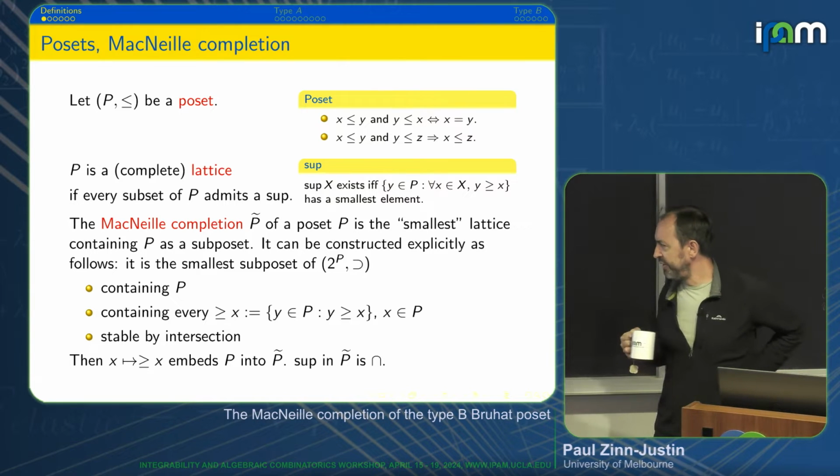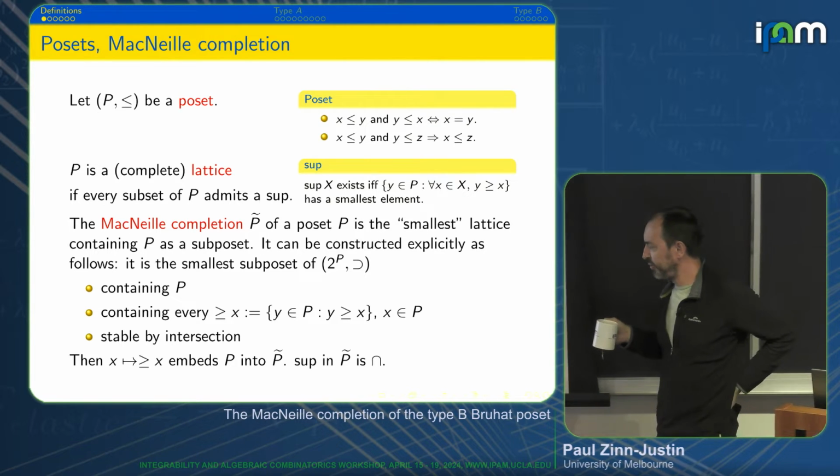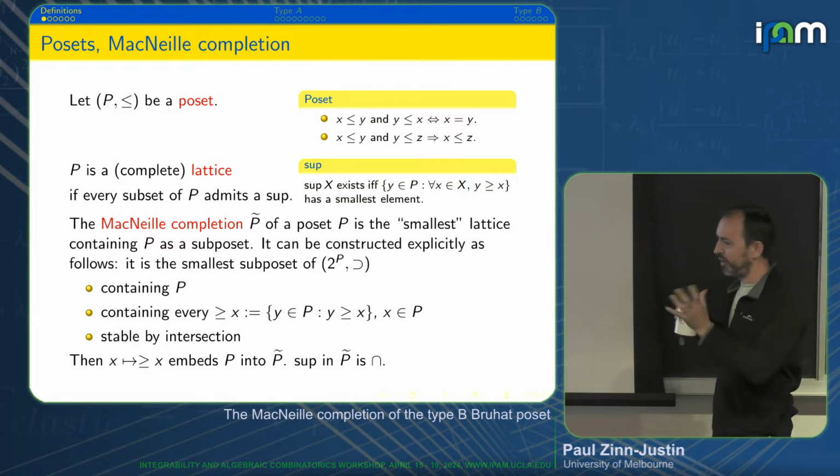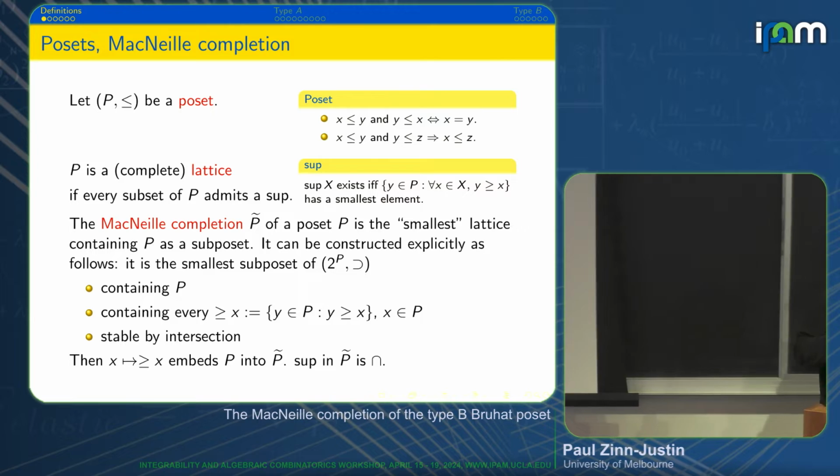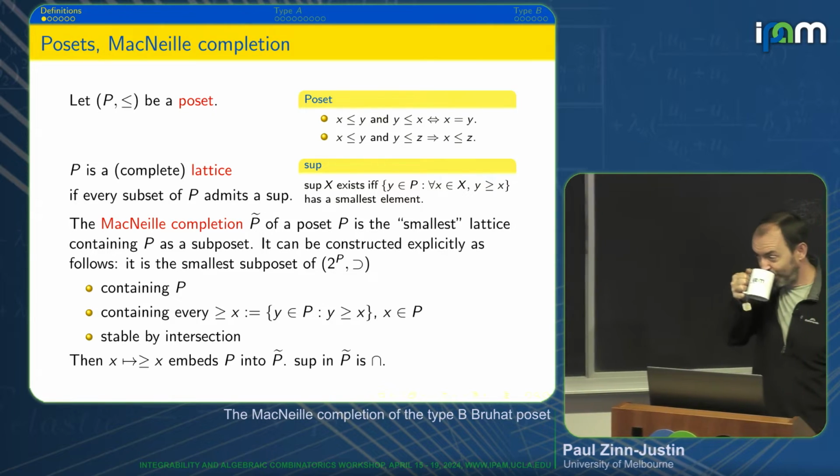And incidentally, I already said P embeds into P tilde as we just discussed, and also in this language, the supremum is nothing but the intersection. And again, remember, my inclusions are inverted, so intersection creates a bigger element, not a smaller element.